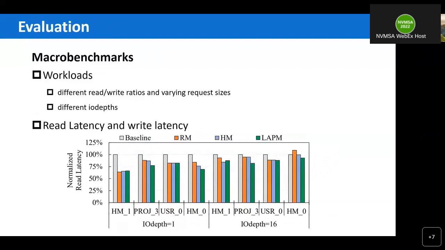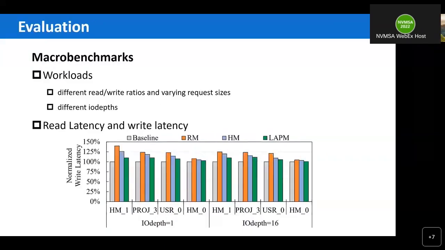Take HM0 as an example. Read migration increases the average read latency instead, because it introduces serious read-write conflict. On top of that, we also present the read-write performance under the interference of page migration. The write performance is affected in some way. From the figure, we can clearly find that LAPM outperforms its counterpart with the minimum performance overhead.